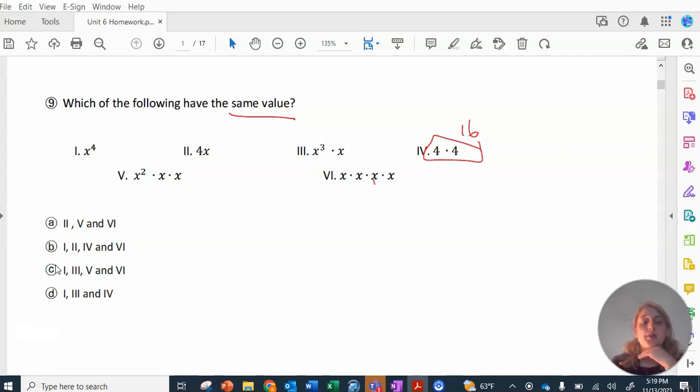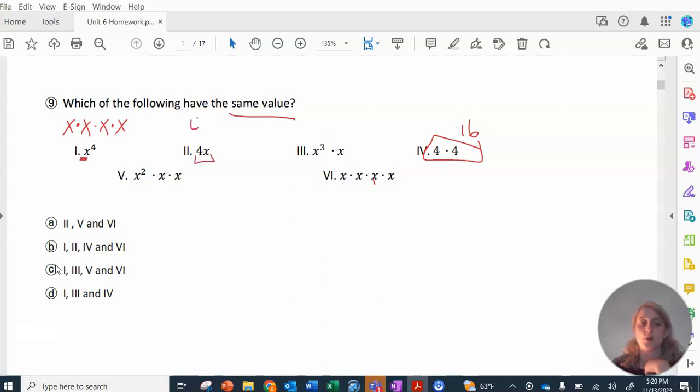This says x to the 4th power. I know that anything to the 4th power means the base 4 times x times, ooh, notice you probably don't want to do a times symbol that's an x. I'm going to do the dots: x times x times x times x.